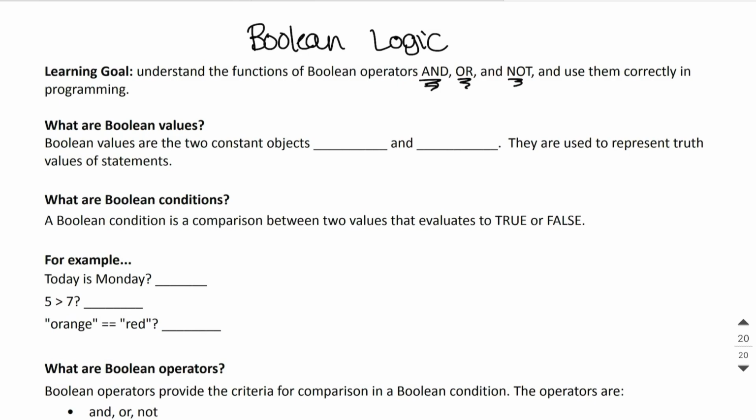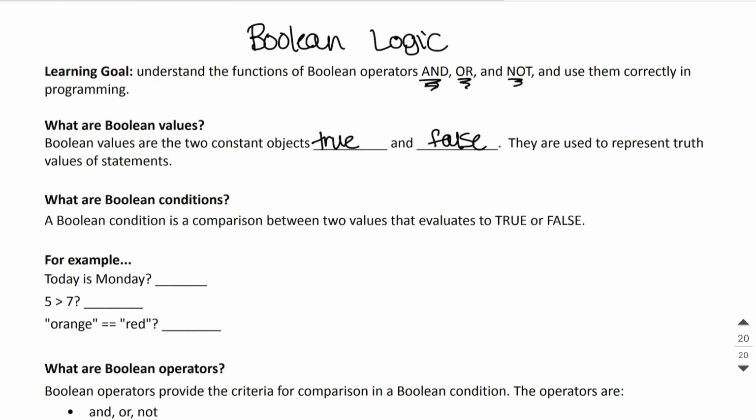So what are Boolean values? When you have a statement, you can take that statement and assign it a Boolean value. And there are only 2 options when you have a Boolean value. Those options are either true or false. And they're used to represent truth values of statements.